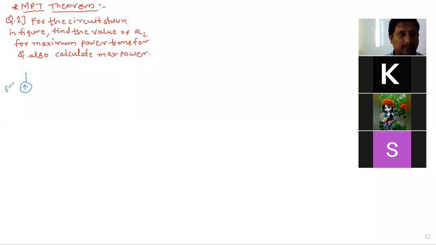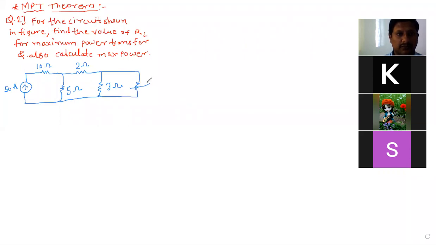So this is the 50 ampere current source, 10 ohm, this is 5 ohm, this is 2 ohm, this will be 3 ohm, and this is the variable load resistor RL. So this is the circuit diagram. Are you getting my point?